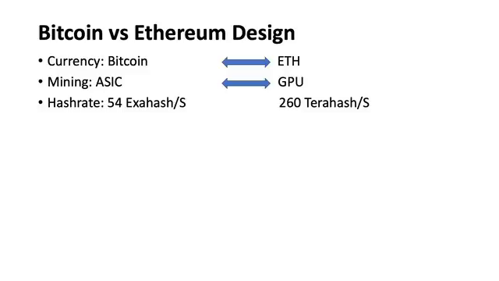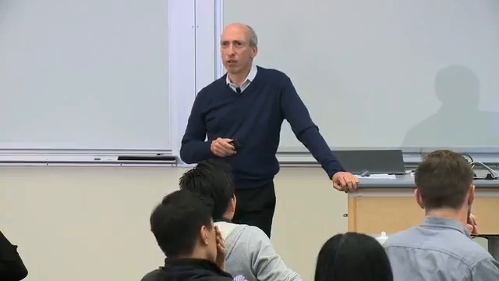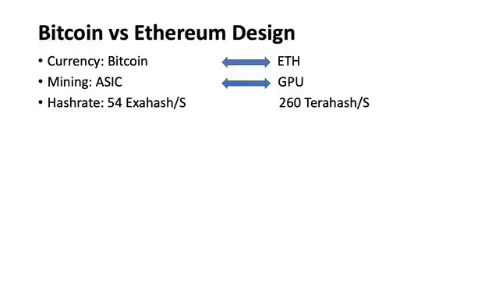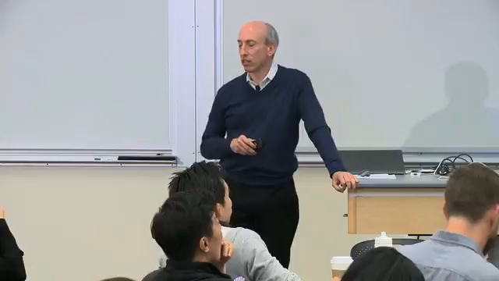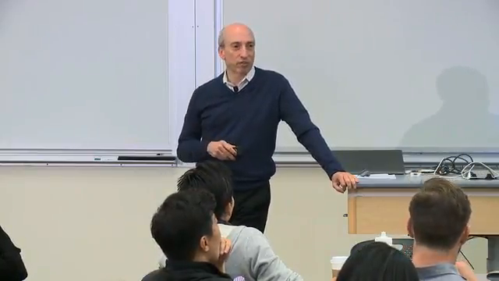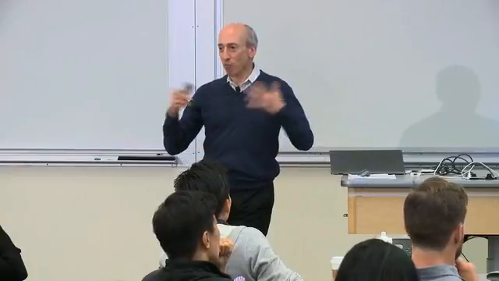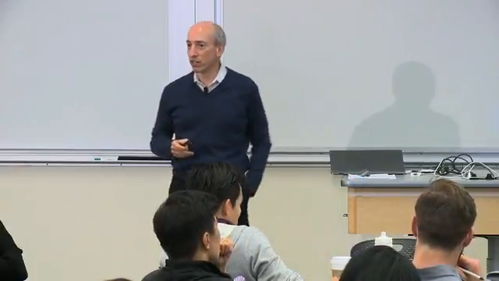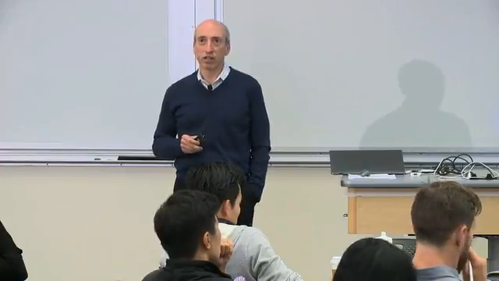The entire hash community, the entire mining community is much smaller. In fact, I think it's about, what would that be, 200,000 times smaller. There's 260 terahashes per second as of yesterday, and the Bitcoin mining community has 54 exahashes. That means lots more computers, a lot more electricity, a lot more gnashing of teeth about resources.